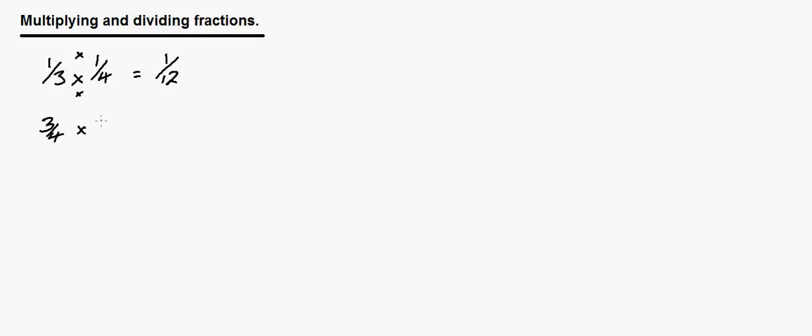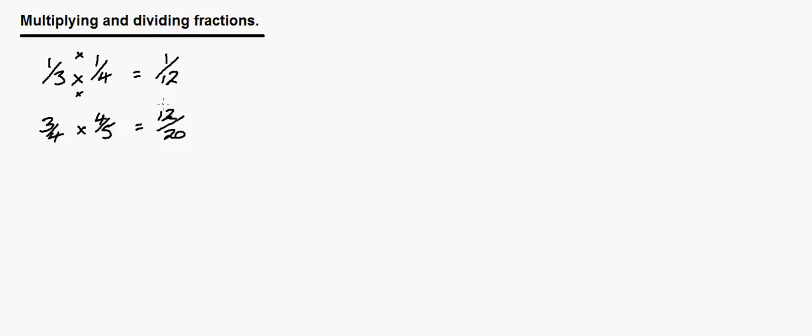Let's say we've got 3/4 multiplied by 4/5. So we just do the same again. 3 times 4 is 12 and 4 fives are 20. Now this is right, but it can be righter.